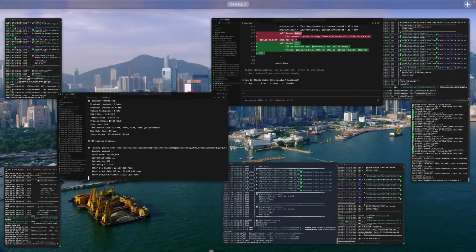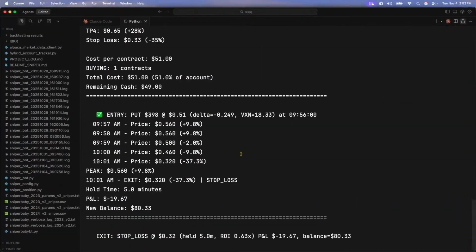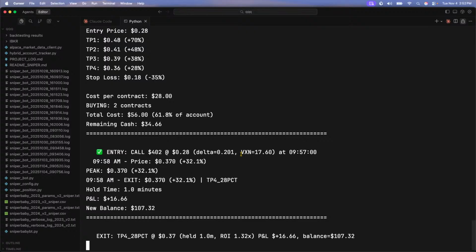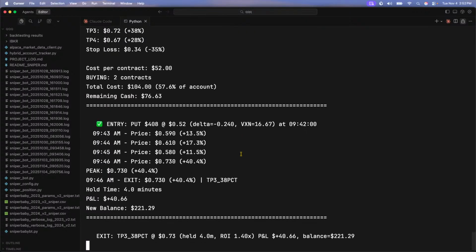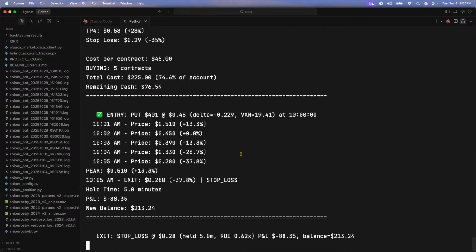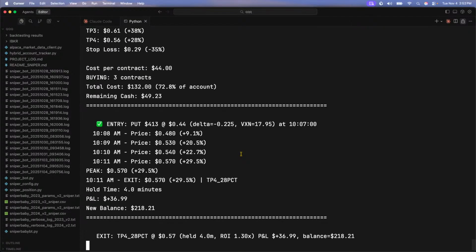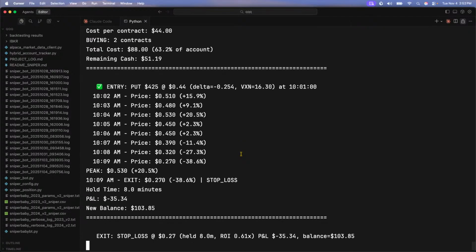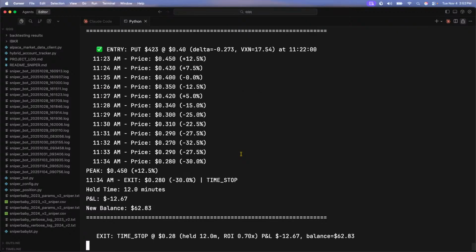And I'm waiting on this back test to load. Okay, back test is loaded. Let's go. And again, this is 12 minutes instead of 15. Stop loss is back where it's supposed to be, at 35. But I just dropped the maximum hold time to 12 minutes.